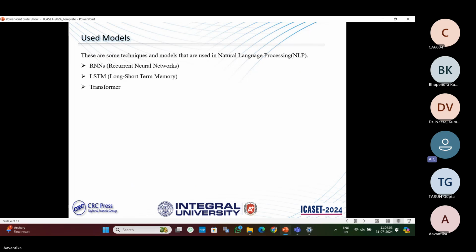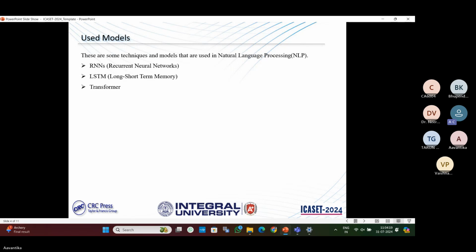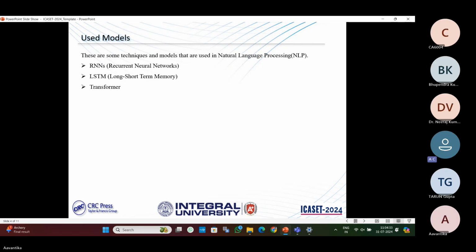These are the used models: first RNN, LSTM, and transformer. RNN is a recurrent neural network, a deep learning model that is trained to process and convert sequence data into a specific sequence data output. Sequential data is data such as words, sentences, or time series data.